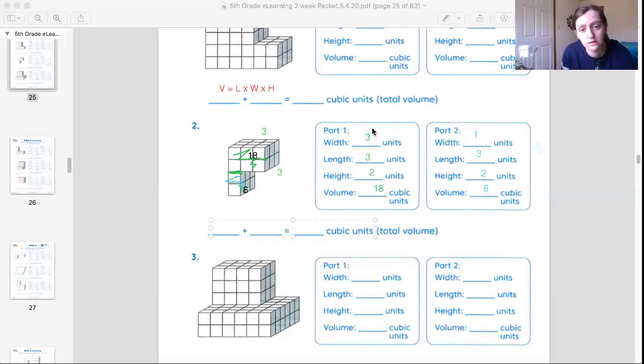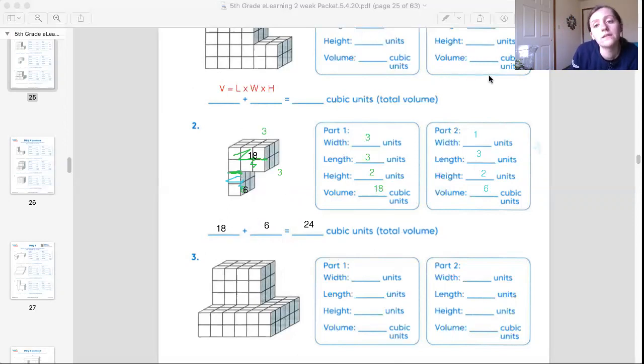So I'm going to take my volume for part 1 plus my volume for part 2 here and add them together. 18 plus 6 is going to give me 24. So the total volume of this composite shape is 24 cubic units, or 24 units cubed.